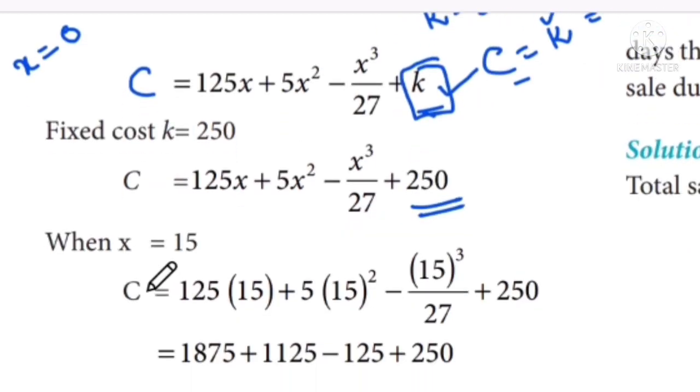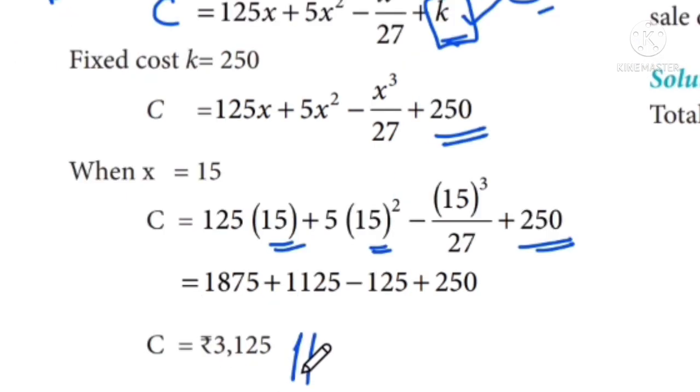So when x is 15, what is the cost they are asking? So wherever you have x, put 15. 15 square, 15 cube by 27 plus 250. You can use your calculator. So the final answer is 3125. So the cost of producing 15 units is 3125 rupees.